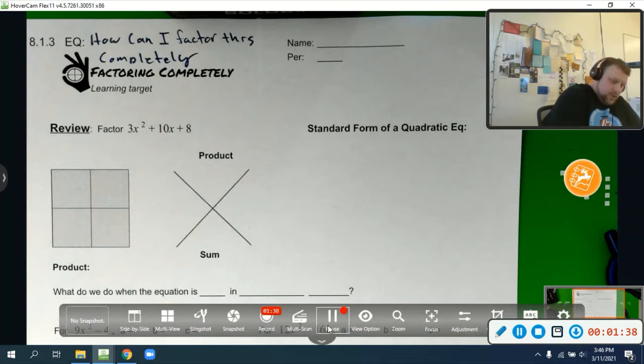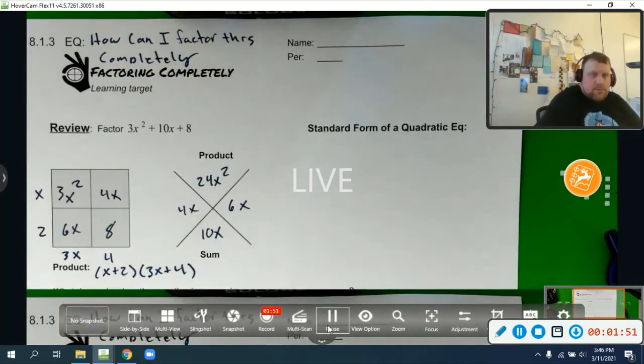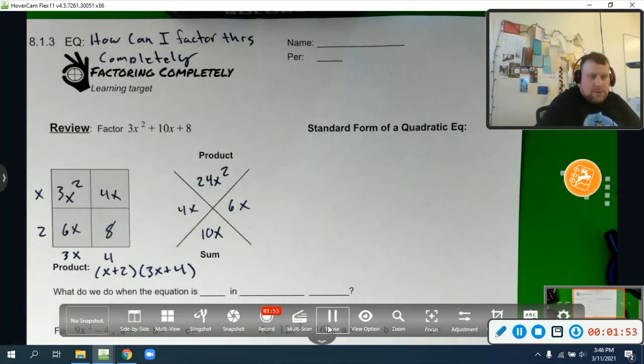We've been doing a lot of these. We're going to keep doing a lot of these, so just keep this in mind. This is something you need to know. I was telling you for a long time this was coming. So let's do this. Maybe you got x plus 2 times 3x plus 4. Or if you wrote 3x plus 4 times x plus 2, that's fine as well.